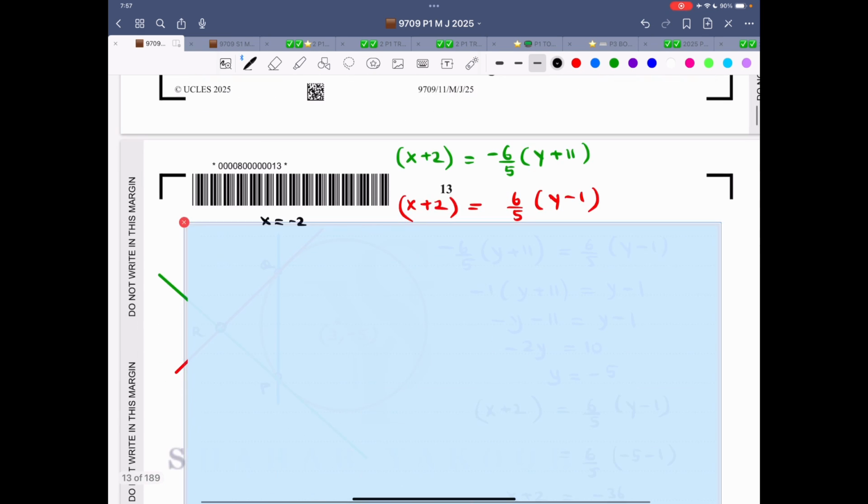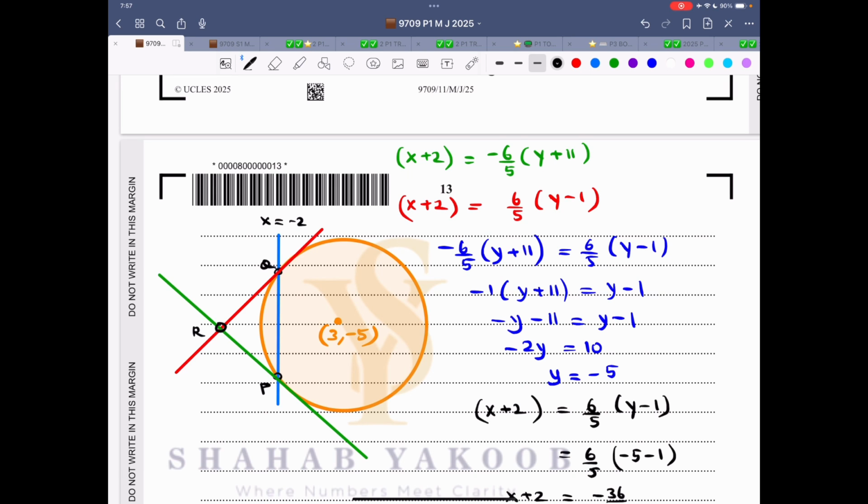Now here is the diagrammatic version. You draw a circle. No need to draw a grid. Label the center of the circle, that is (3, -5).